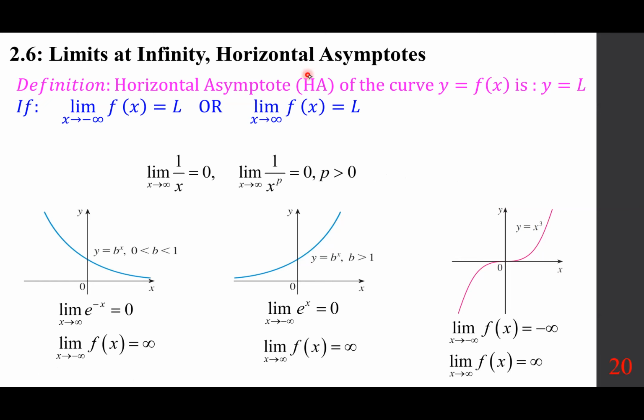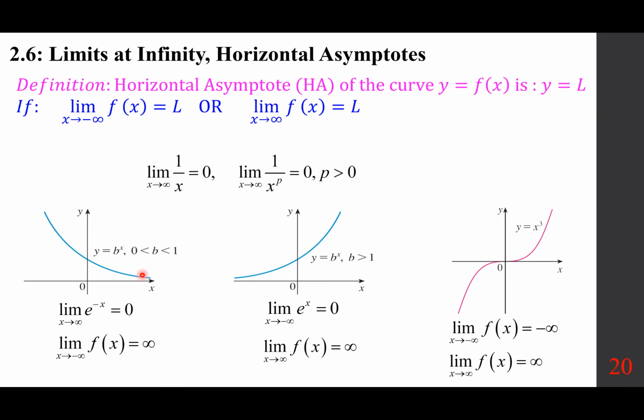Limits at infinity, horizontal asymptotes. If the limit of f of x as x approaches negative infinity or positive infinity ends up being L, y equals L is a horizontal asymptote. We know the limit of 1 over x as x approaches infinity is 0 because the denominator is getting larger, and 1 over x to the power of p when p is larger than 0 also is 0.